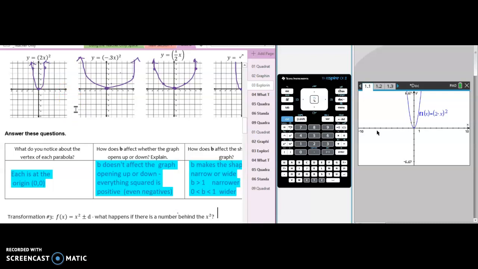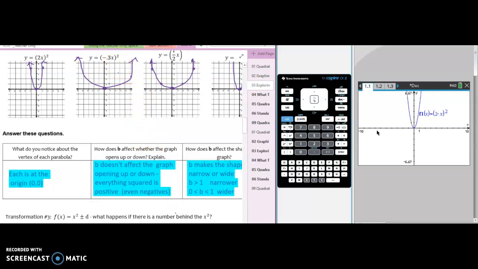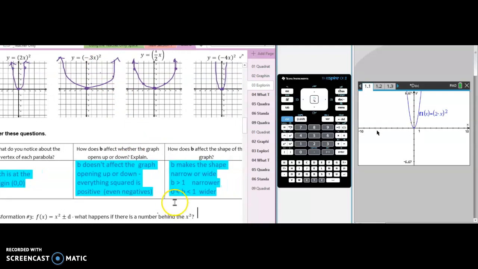And now B, they want to know, does it affect whether the graph opens up or down? And so the answer to that is no, it doesn't affect whether it opens up or down. And the reason why is because you have to remember that anything that's squared is still positive. So if you think about negative times a negative, it's still a positive. If it's squared, it's multiplied times itself, right? So it's still a positive graph.